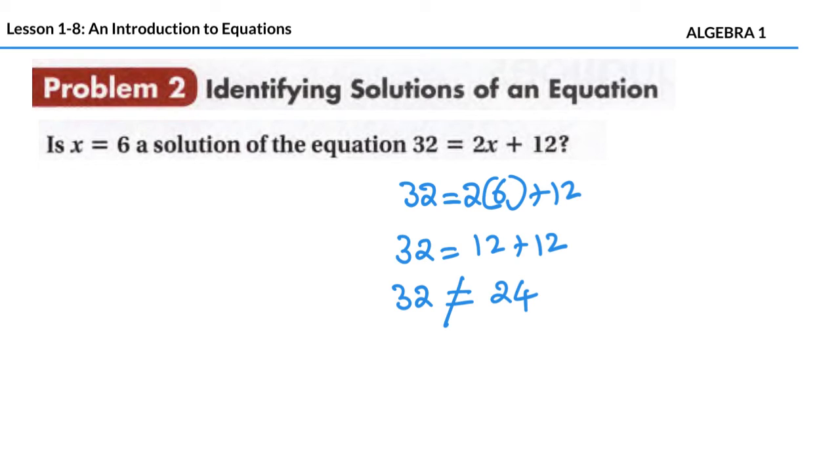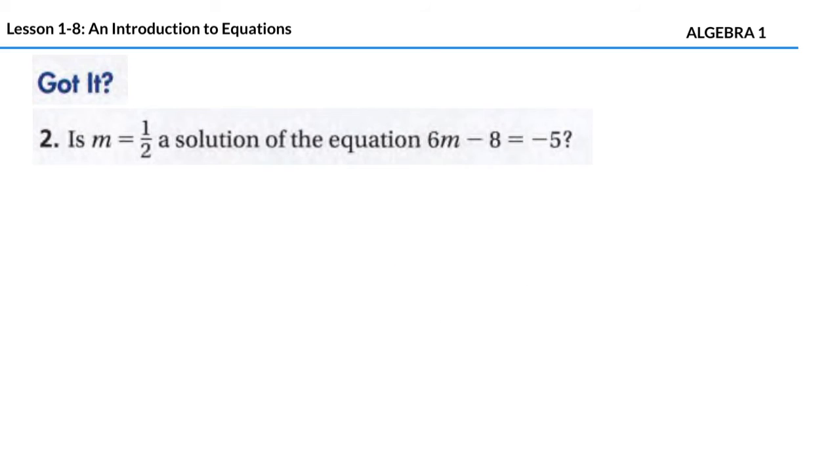You understand that? So we now understand how to figure out whether a value of a variable is a solution of the equation or not. Take the value of the variable, substitute it in the equation, and see whether both sides of the equal sign balance or match or have the same value. Now let's see whether you got it or not.